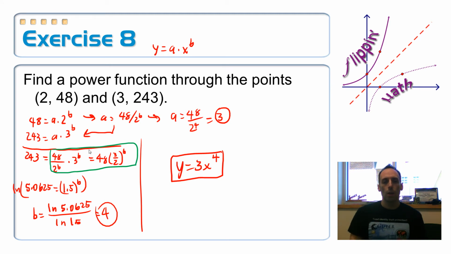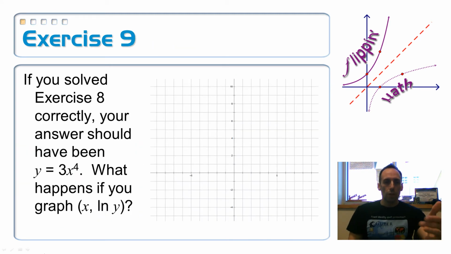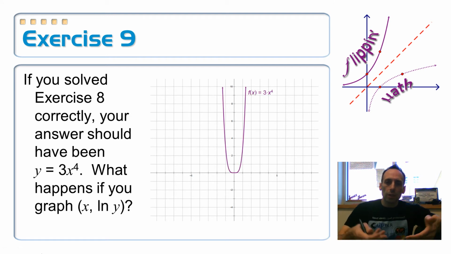There you go. So if we solved that one correctly, we should have gotten y equals 3 times x to the 4th, which is what we got. So that's what that equation looks like, a kind of flattened out parabola looking shape.